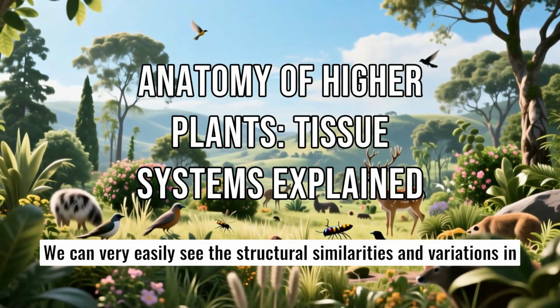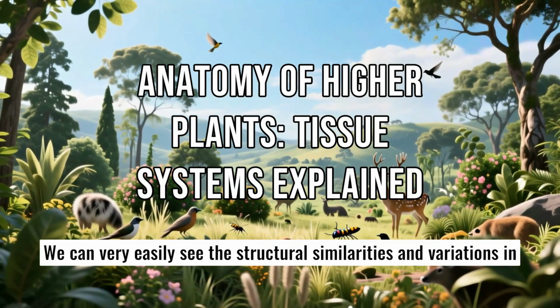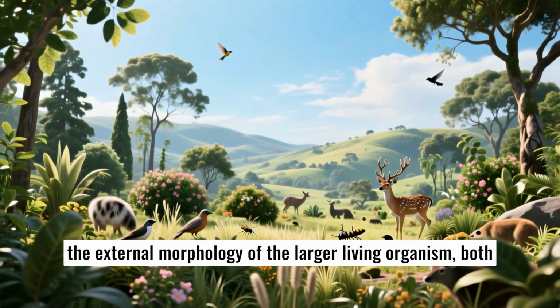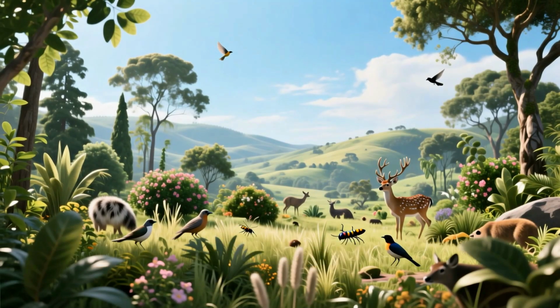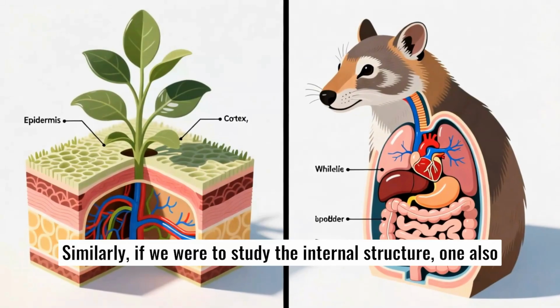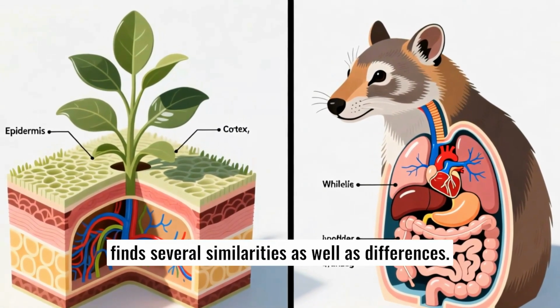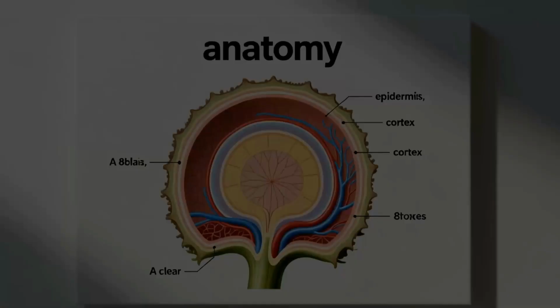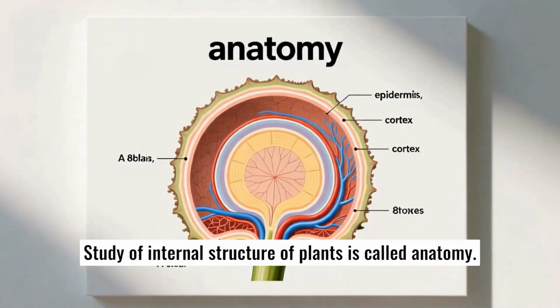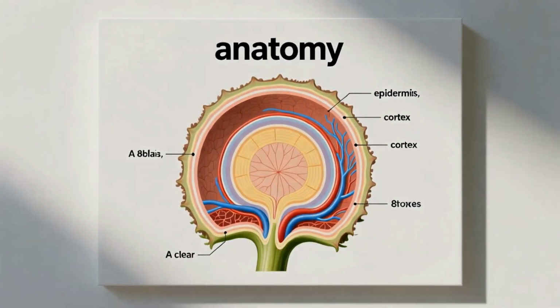We can very easily see the structural similarities and variations in the external morphology of a larger living organism, both plants and animals. Similarly, if we were to study the internal structure, one also finds several similarities as well as differences. Study of internal structure of plants is called anatomy.